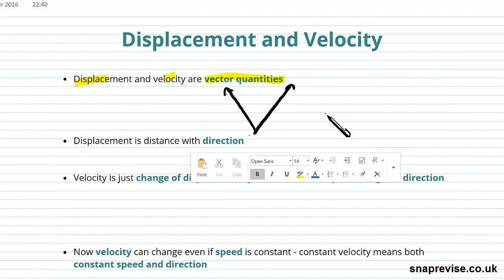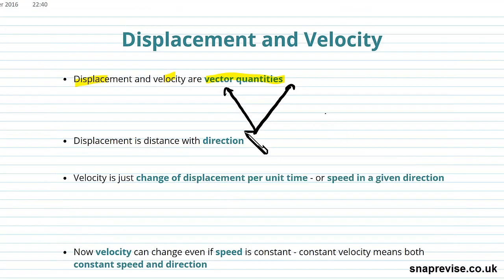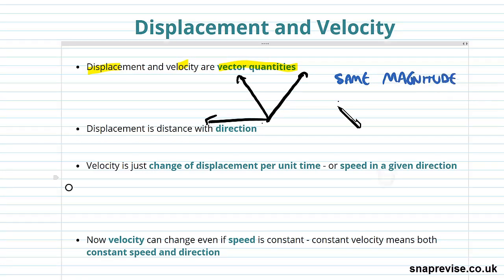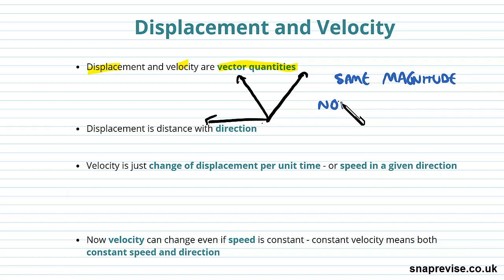The distance for all of those lines is the same because they have the same magnitude. Clearly, in the way I've drawn them, that's approximate, but they have the same magnitude but don't have the same direction. So just to stress that, displacement is distance with direction. So the direction is really important.